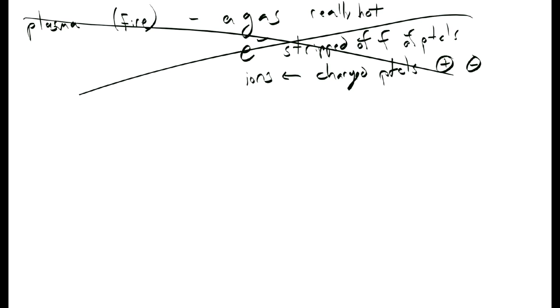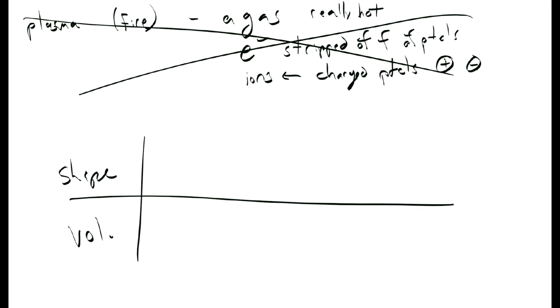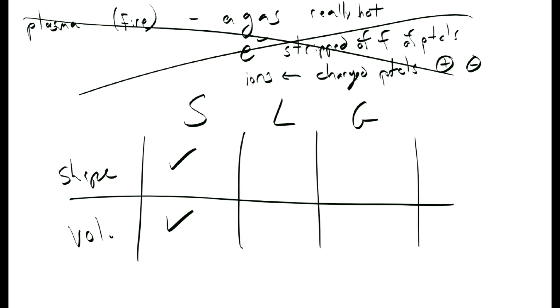But solids, liquids, and gases. So shape, volume, and we have solid, liquid, and gas. And there you go. Solids have a definite shape and a definite volume. Liquids have a definite volume but no shape. And gases have neither shape nor volume.